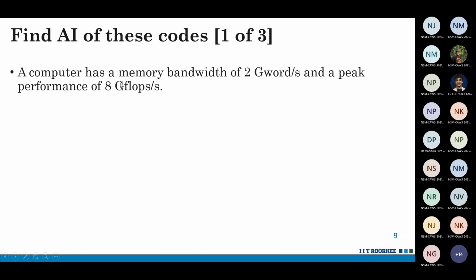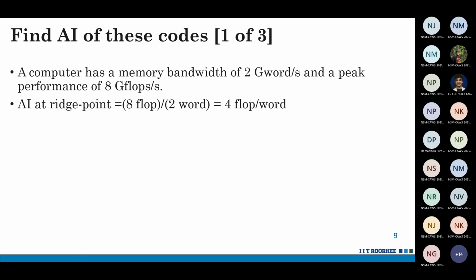Okay, so now we have the next question we'll be discussing. A computer has memory bandwidth of 2 gigawords per second and peak performance of 8 gigaflops per second. We need to find its AI. How do we find the AI? We have to find the AI at the ridge point. At the ridge point, AI into the bandwidth will give us the peak performance. Here peak performance is 8 gigaflops per second and memory bandwidth is 2 gigawords per second. So AI is peak performance divided by memory bandwidth. So we have 4 flops per word AI at the ridge point.